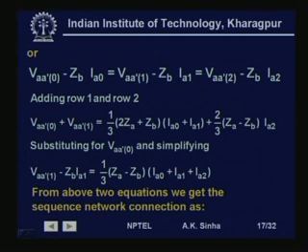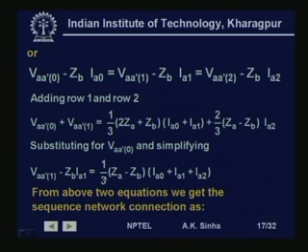So, from the above two equations we get the sequence network connections as follows. Now, what does this say? This is saying V A dash 0 minus Z B into I A 0 is equal to V A dash 1 minus Z B into I A 1 and V A dash 2 minus Z B into I A 2, which means this Z B is connected in series with the negative sequence network, positive sequence network and zero sequence network.